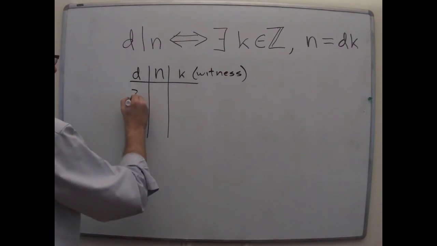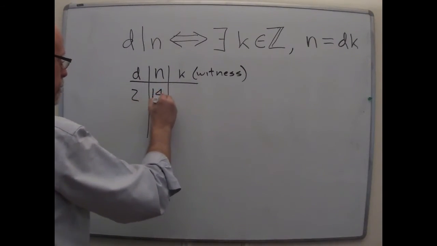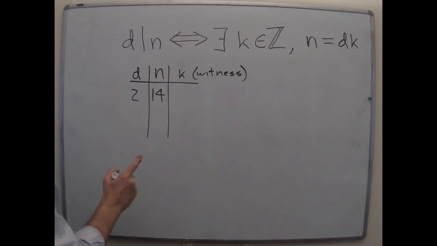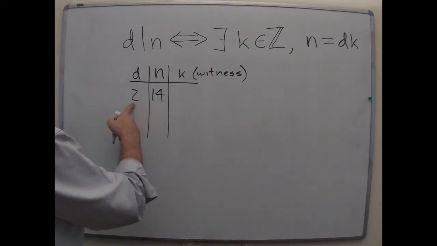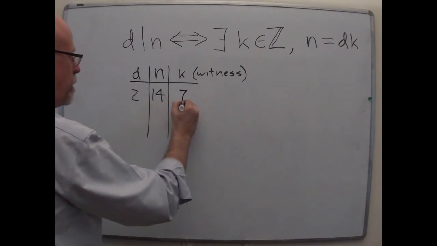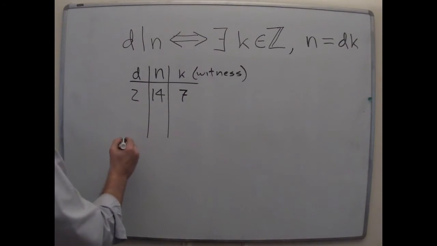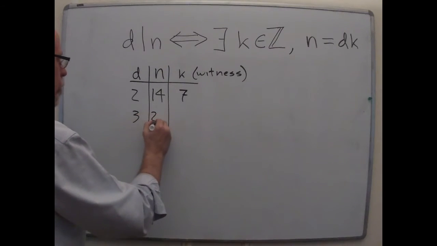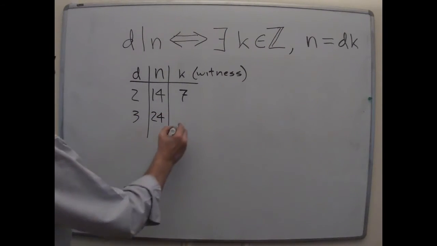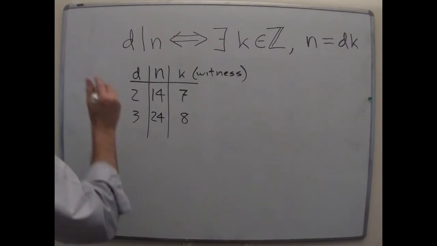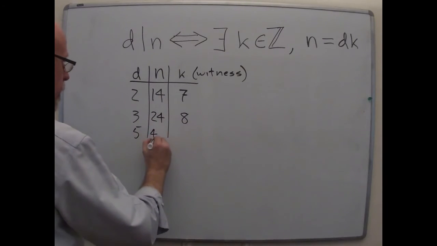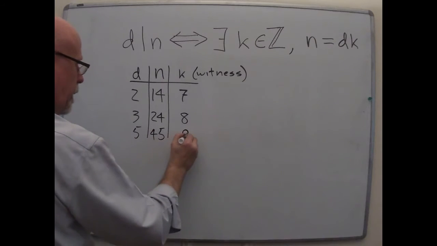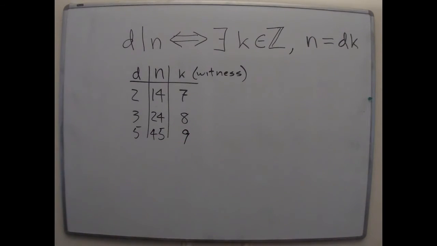Suppose d was 2 and n was 14. You have to ask yourself, 14 is 2 times what? 7. So 7 is the witness. If I had 3 and 24, then 8 is the witness. If I had 5 and 45, then 9 is the witness. But anytime that one number divides into another number, you have a witness.